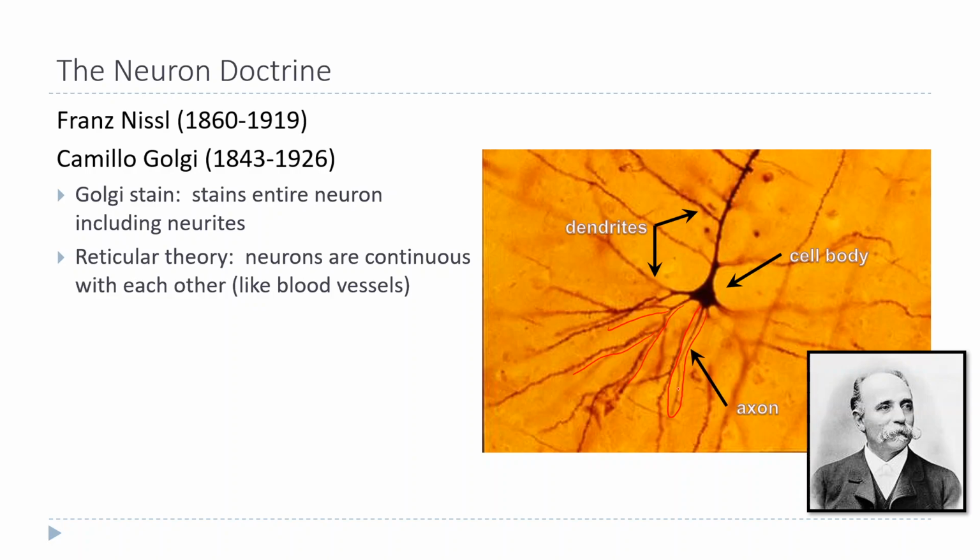The only problem with this theory is that it would be an exception to what we call the cell theory, which is that all the tissues of the body are made of cells that are all physically discrete from each other. But that's what Golgi proposed, just based on the images he saw.